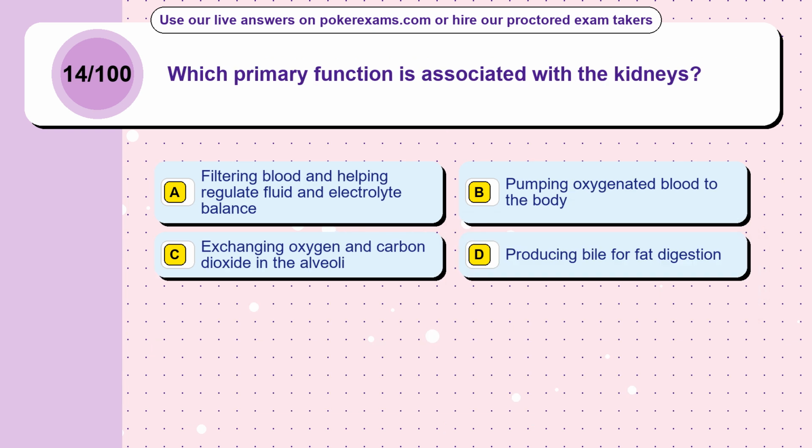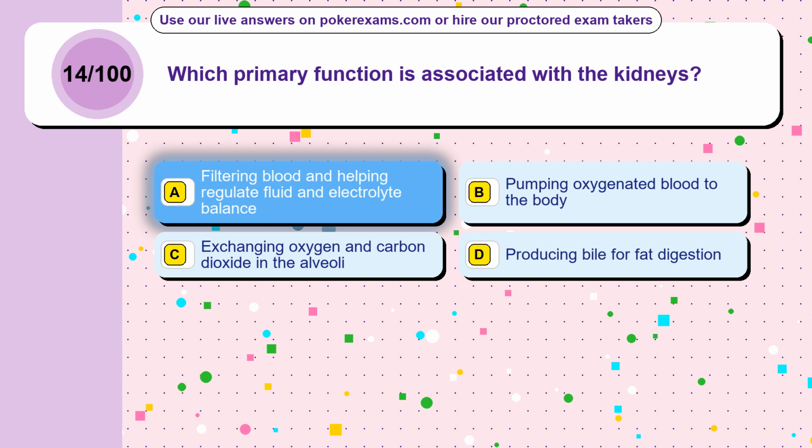Question 14. Which primary function is associated with the kidneys? Option A. Filtering blood and helping regulate fluid and electrolyte balance. Option B. Pumping oxygenated blood to the body. Option C. Exchanging oxygen and carbon dioxide in the alveoli. Option D. Producing bile for fat digestion.